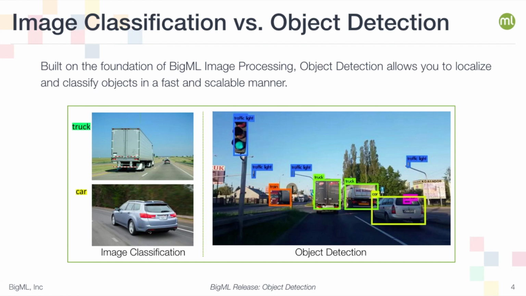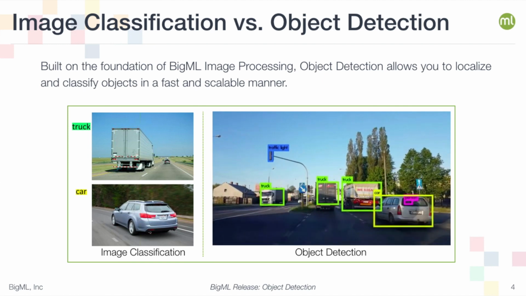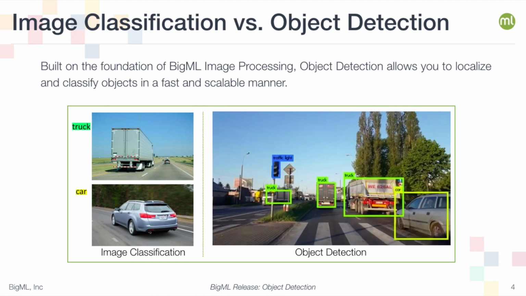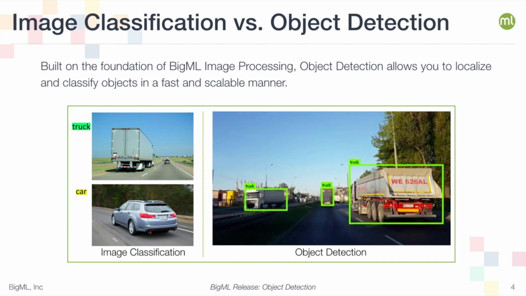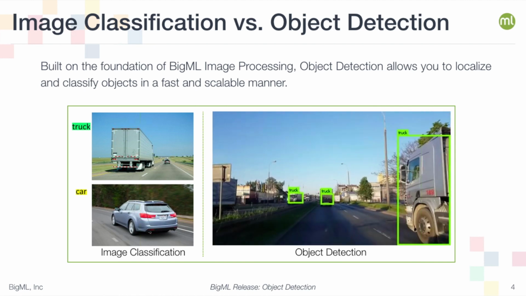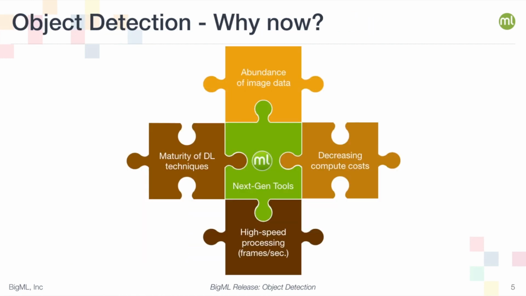BigML object detection complements the recently launched image classification, generally available on the platform. Whereas image classification is concerned with assigning the right label or labels to a given image, as you can see here on the left, object detection uses bounding boxes to identify the objects that belong to one of a predefined set of classes. The example on the right-hand side here showcases a city traffic scene with trucks, cars, traffic lights, and signs individually detected.